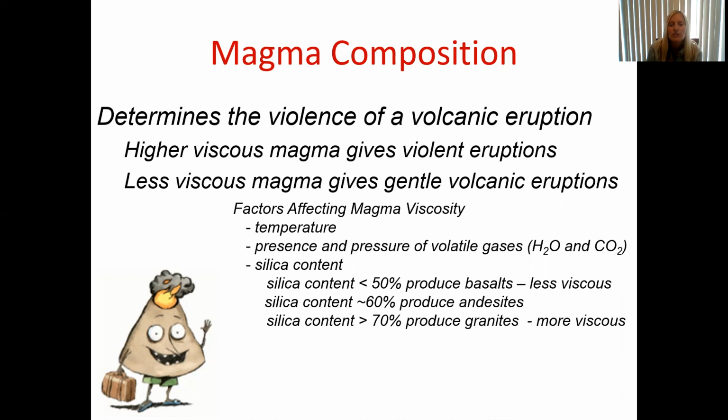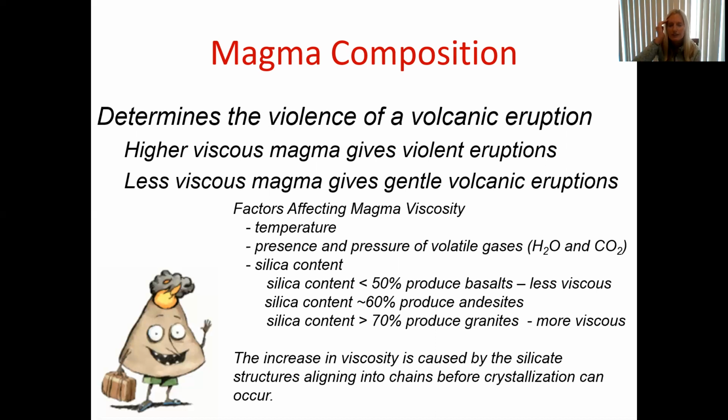The more silica content we have, the more viscous it will be, and therefore the more violent that eruption will be. So we'll look at a couple of different types of lava flows, and we'll see how the viscosity of that lava makes a difference in what it looks like and how it behaves.